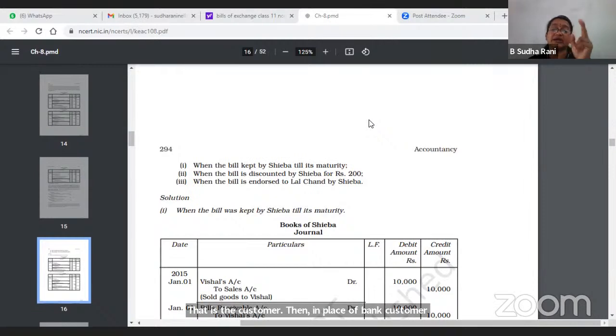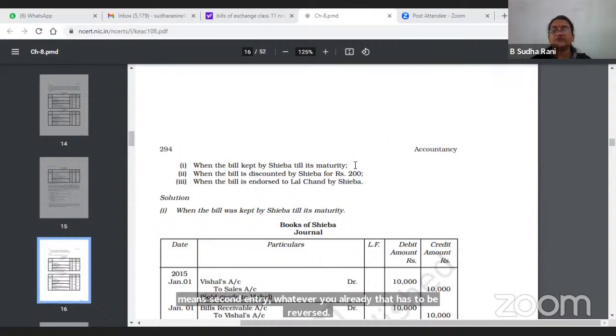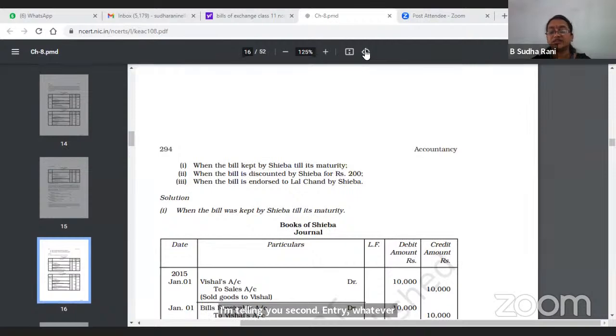That means the second entry, whatever you have written, has to be reversed. That is, drawee account debit to bills receivable account. In the drawee's books, you will write bills payable account debit to drawer's account. For all the four situations in the drawee's books, in case of dishonor, it is a reverse entry, that is bills payable account debit to drawer account.